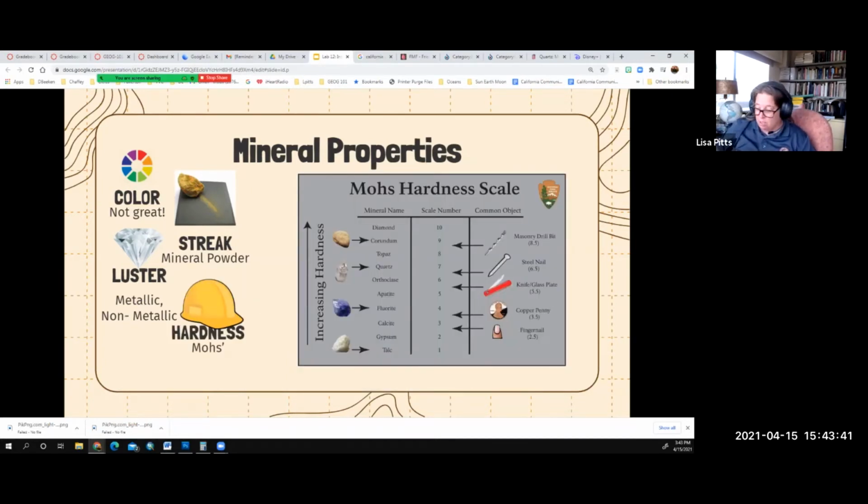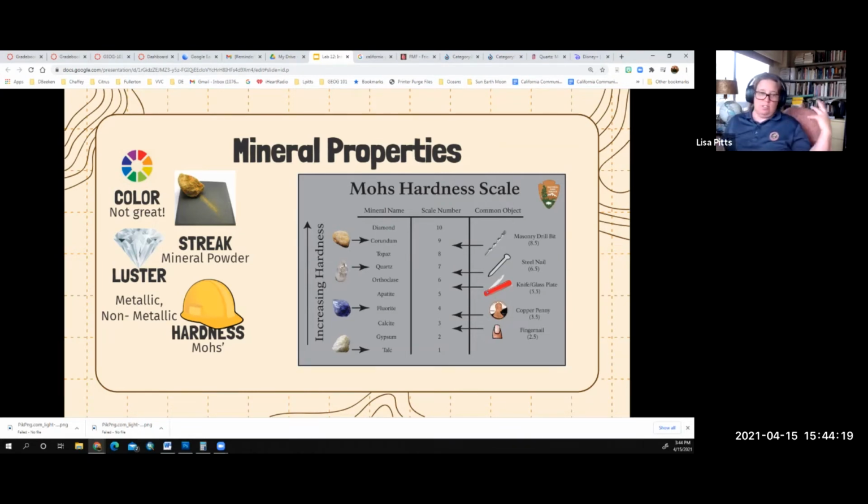The next thing on our list is hardness. And I put a little hard hat there because I thought that was cute. Hardness deals with how resistant it is to being scratched or broken. You should know that diamonds are one of the hardest minerals or materials out there. But the hardness scale is based on how much one mineral can scratch another. So according to the scale, talc is the softest and diamonds are the hardest.